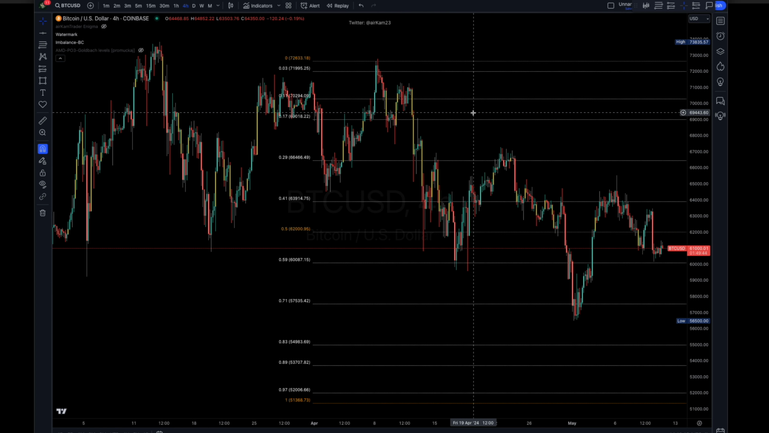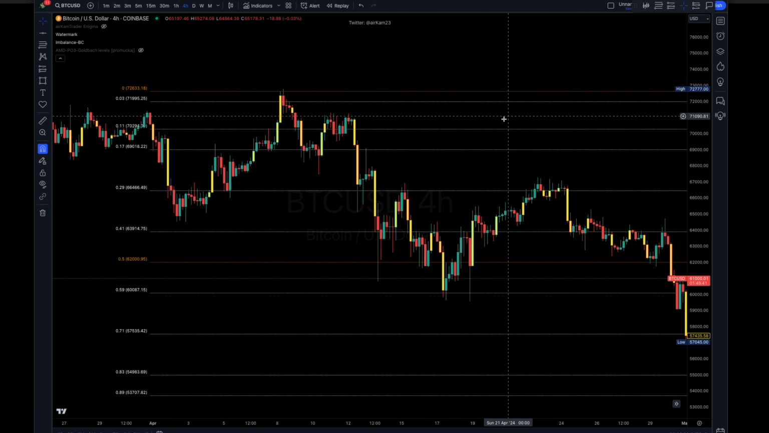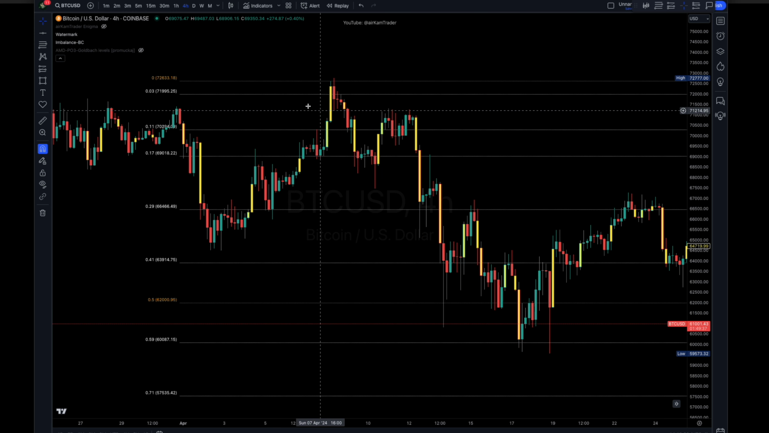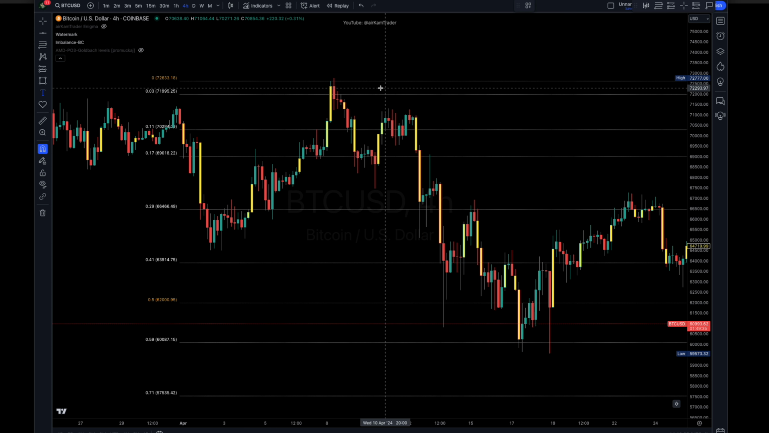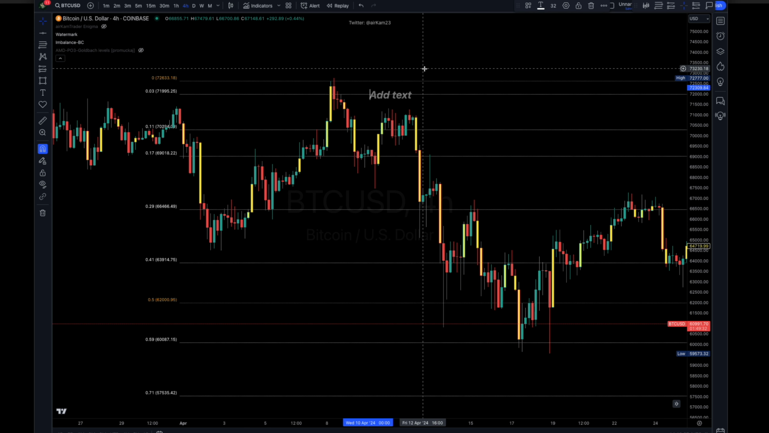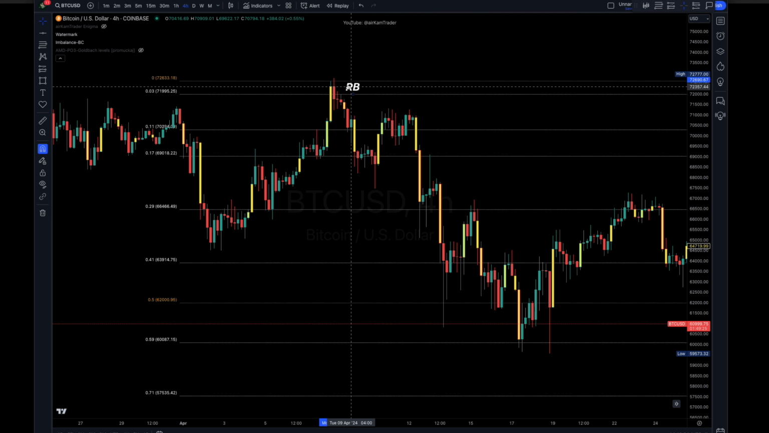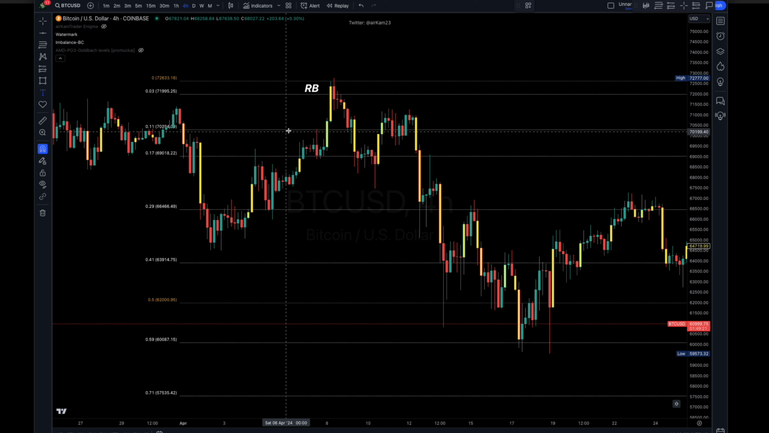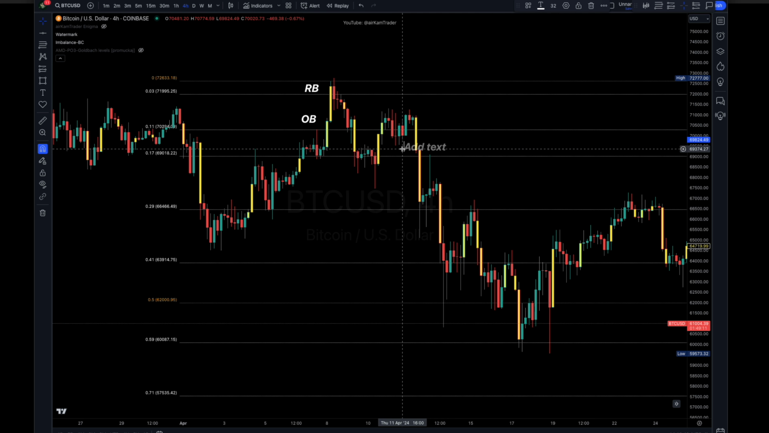Okay, which algorithm played out? And I will make it easier for you. I'm going to write out the PD arrays, the partitions. So you have the rejection block in this level. The 3 to the 11 is the order block. Then you have the fair value gap level.